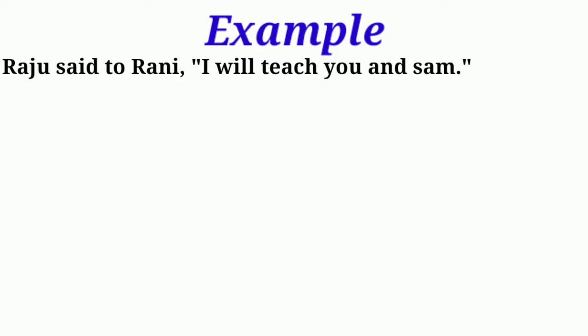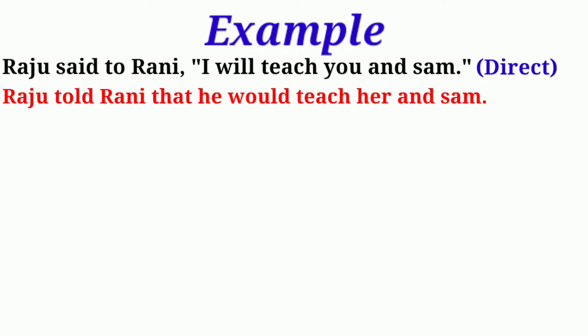So the example is, Raju said to Rani, "I will teach you and Sam." This is direct speech. Let's change the narration. Raju told Rani that he would teach her and Sam. This is indirect speech. Now we'll observe what happens here.